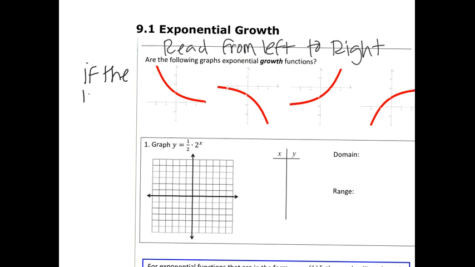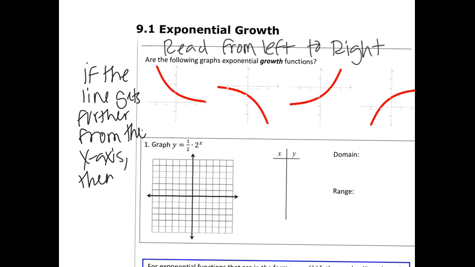If the line gets further from the x-axis, then it's growth, all right? So if we're looking from left to right, this line is actually getting closer to the x-axis, so this is decaying. This one is a decay, okay? On this one, if we look left to right, you notice how the line keeps branching further down and it's moving away from the x-axis. That one is considered growth.